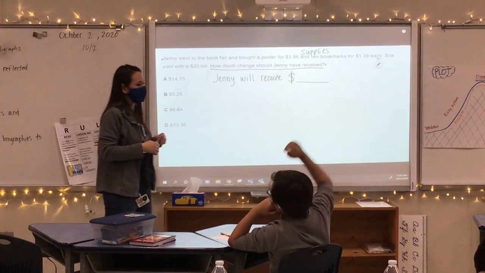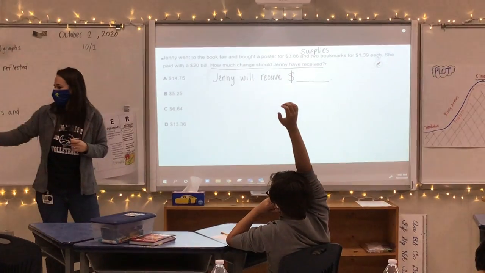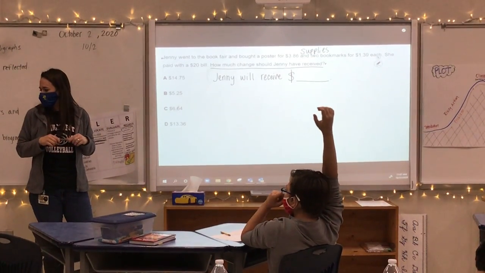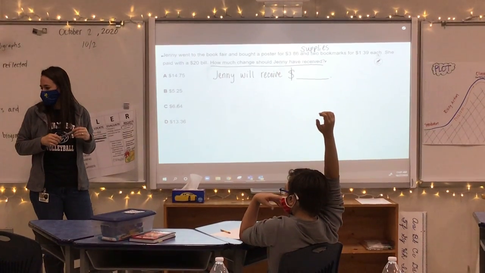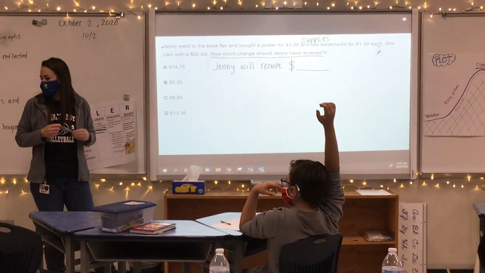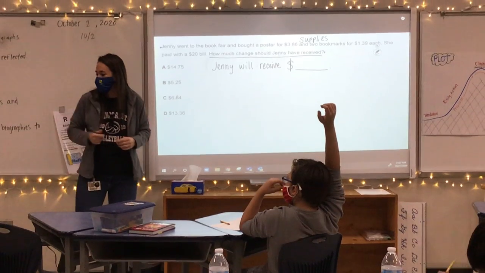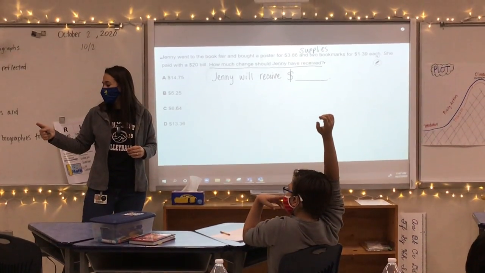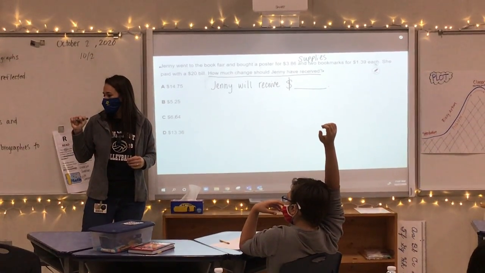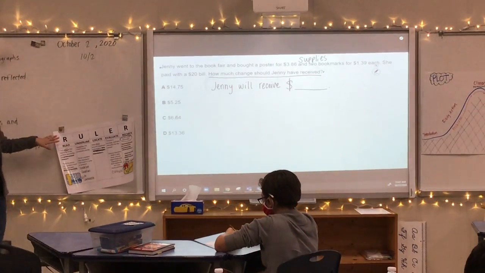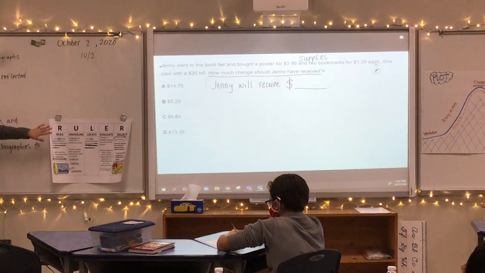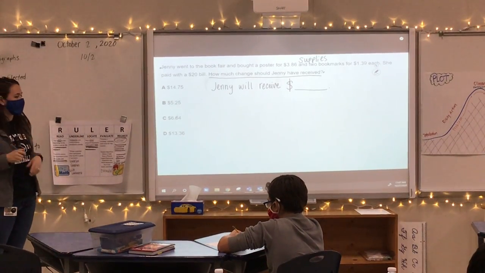And is there any other information, anything else that we know about? Yes. What we missed is that she said two bookmarks for $1.39, but if we read the whole thing, it says two bookmarks for $1.39 each. All right, so two bookmarks, but both of them have to cost $1.39 each. So you're focusing on our keyword, each. So we're going to go on to our next part of our ruler strategy. We're going to locate that important information.